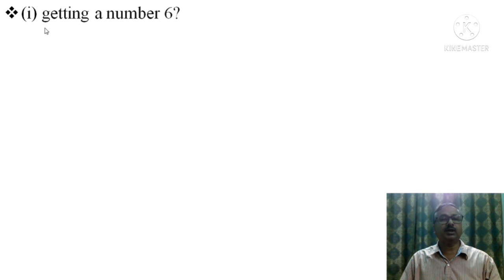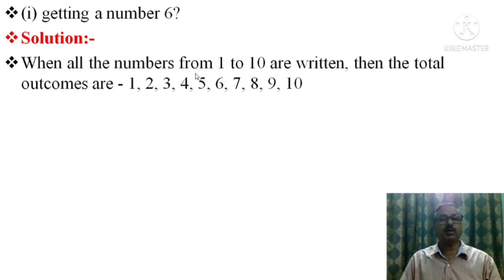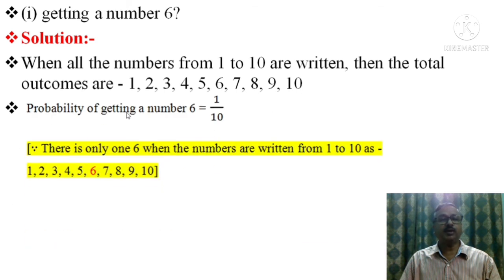Now, solution. Getting a number 6. When all the numbers from 1 to 10 are written, the total outcomes are 1, 2, 3, 4, 5, 6, 7, 8, 9 and 10. These are the 10 outcomes. And for the probability of getting a number 6, how many 6s are there? Only 1. There is only one 6 when the numbers are written from 1 to 10. Our favorable is only 6, which is 1, and the total is 10. So 1 by 10 is our required answer.